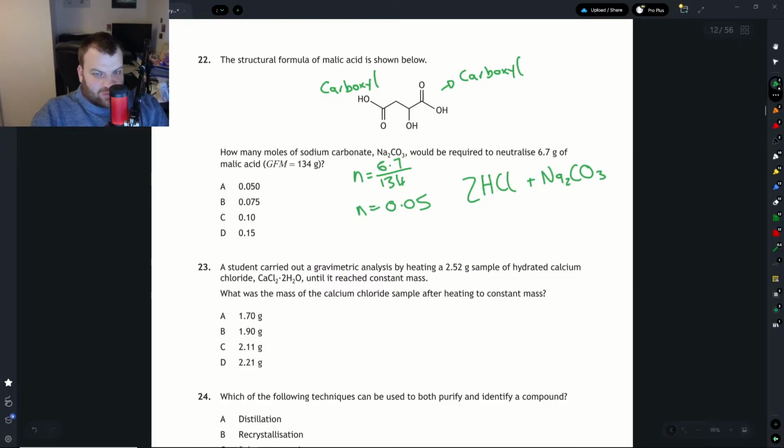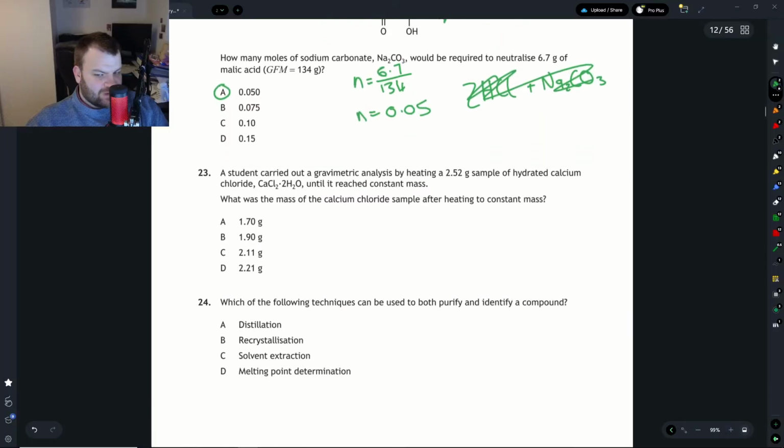Because our acid contains 2 carboxyl groups, that means we're going to have a 1-to-1 ratio, because one of the sodiums would replace the hydrogen here and the other one would replace there. Because it's a 1-to-1 ratio, that would mean that our correct answer in this case would have to be A. So it's diprotic, it means it can give 2 hydrogens, and therefore we only need one of them for the sodium carbonate.